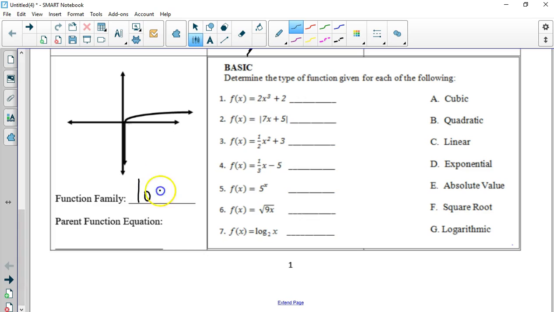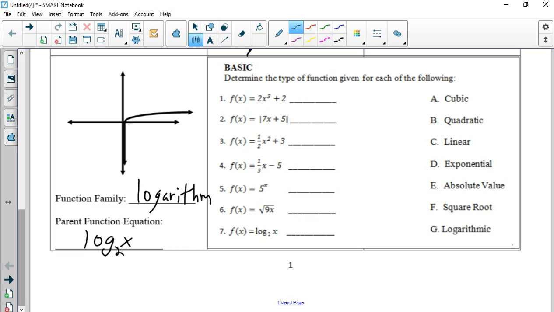And here we have a logarithm. And our base for that is log base 2 of x.